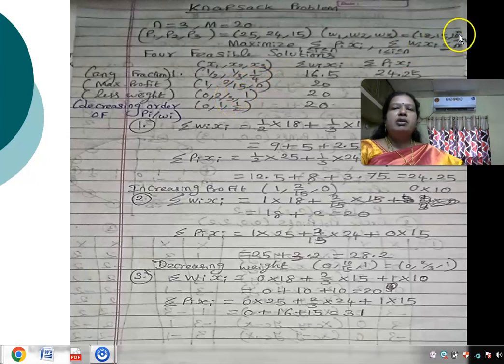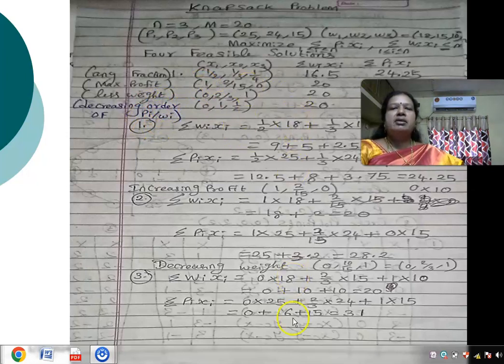So 10 is filled out of 20. So 20 minus 10 is 10. So 10 by 15 will be filled for the second one. So 10 by 15 is 2 by 3. And the remaining with 0. And the last one is in the order of PI by WI. So that calculation is calculated in the next sheet.